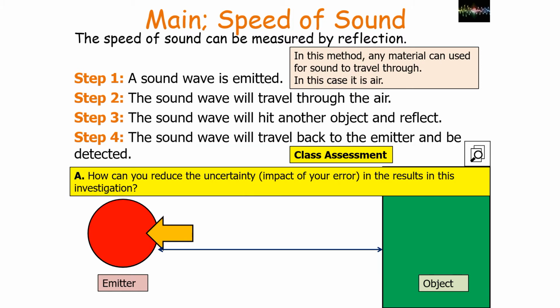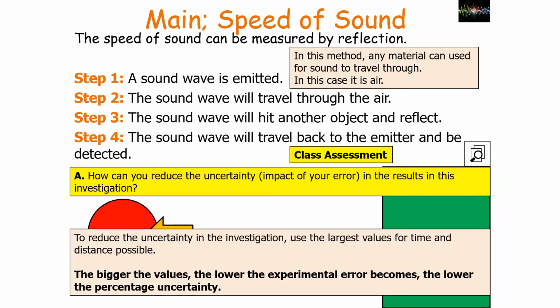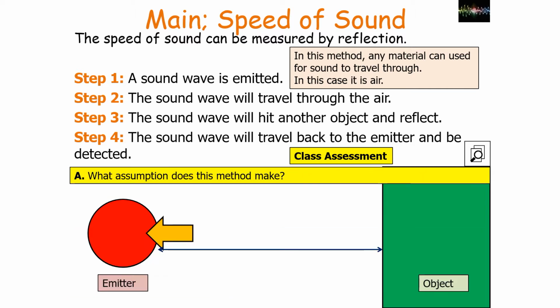echoes of sound waves. So how could you reduce the uncertainty or the impact of your error in these types of experiments? Well, to reduce the uncertainty in your investigation, you use the largest values for time and distance possible, because the bigger the values, the lower the experimental error becomes, the lower the percentage uncertainty.